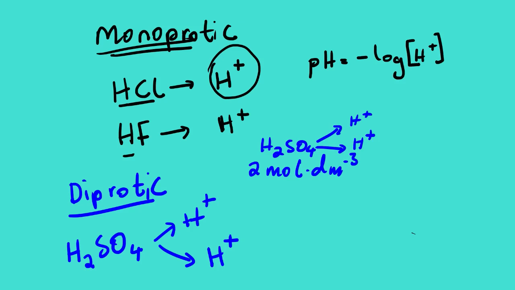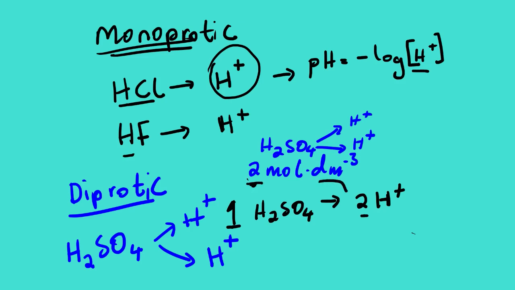So using our stoichiometric equation, we can say H2SO4 will produce 2 hydronium or hydrogen ions. So if you want to use this equation, we are not going to substitute 2, but instead we are going to use the ratio of 1:2. 1 of sulfuric acid produces 2 of hydronium or hydrogen ion. So we take this number and multiply it by 2. So instead of 2, we put 2 multiplied by 2, which is 4.